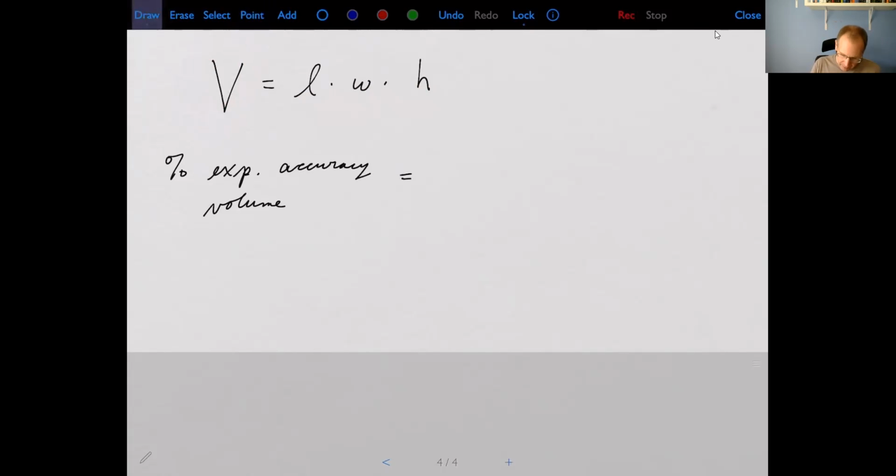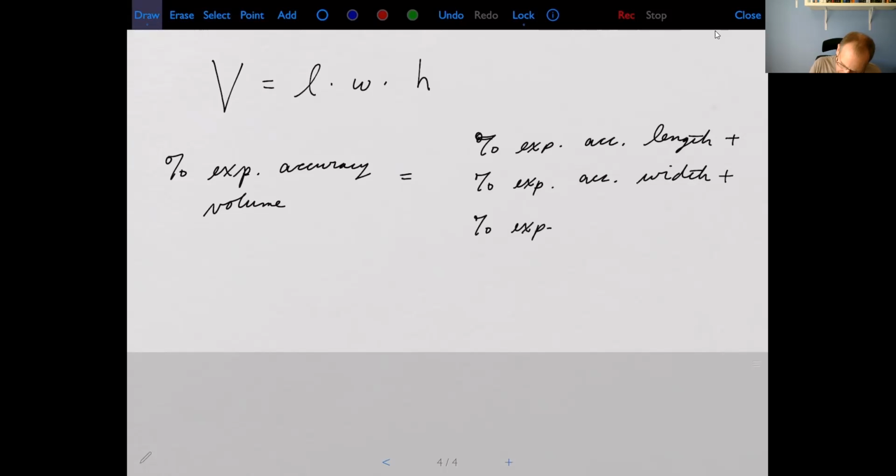So in this case, if I want to find the percent experimental accuracy for volume, I'm going to add the percent experimental accuracy for the length plus the percent experimental accuracy for the width plus the percent experimental accuracy for the height. And again, why is that true? Because the length, width, and height are being multiplied together to give us volume. So the accuracy for volume is going to be the sum of those three accuracies. I have to add them together.